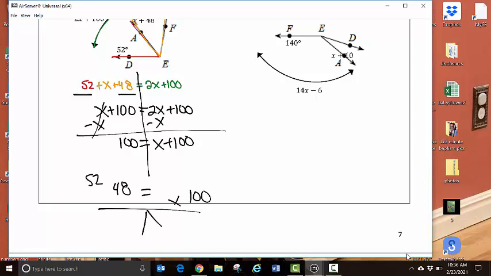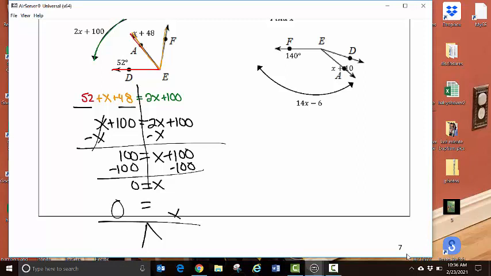Piper, what number plus 100 equals 100? Guys, what is it? 0. Minus 100 from both sides. If you minus 100 from both sides, we're left with 0 on this side. So the only thing plus 100 that equals 100 is 0.